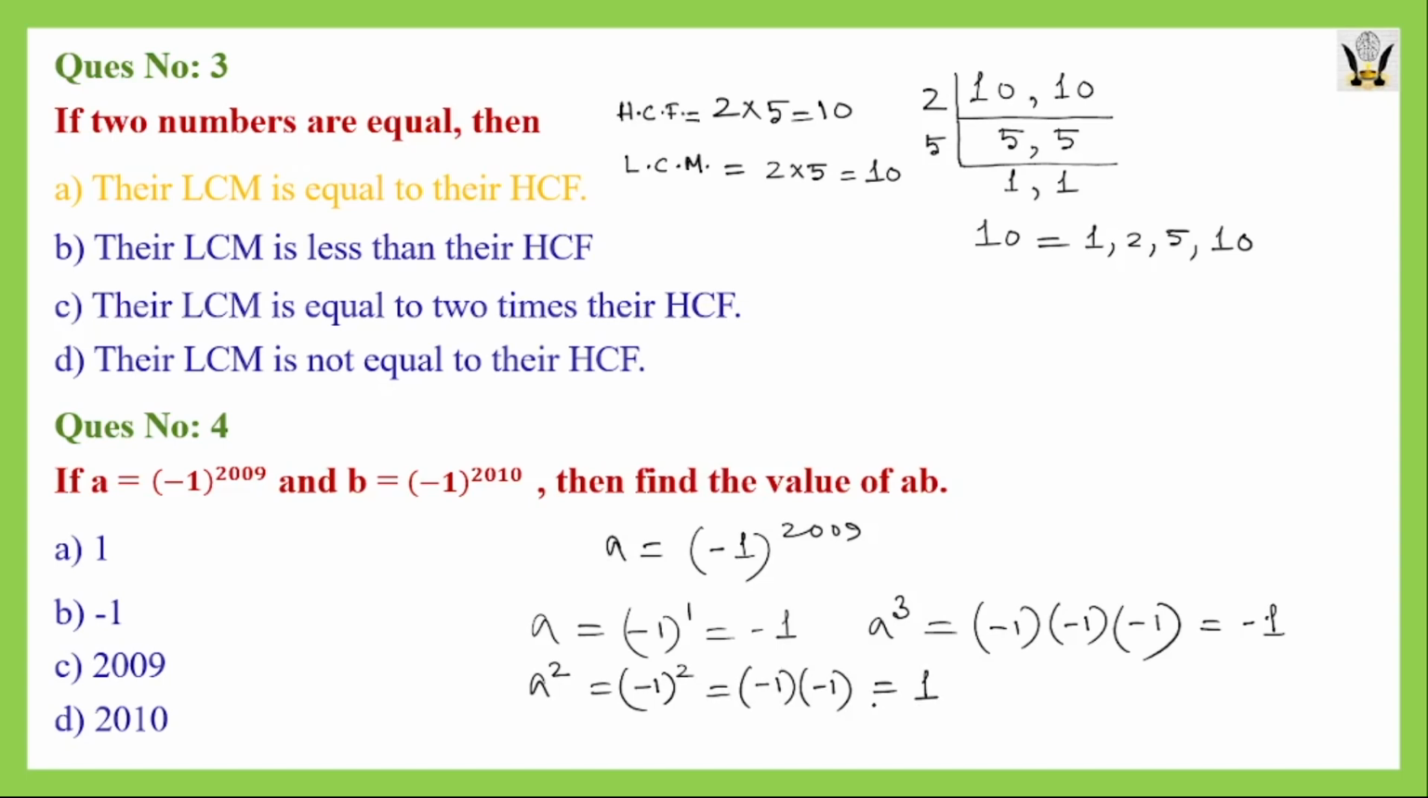So if the base is even minus 1, then the final result will always be plus 1. And when we multiply these two, that will definitely give us minus 1. So for the first case, a, the power is 2009, which is odd, so the final value of a will be minus 1, and b is minus 1 to the power 2010, which is even. So the final value of b will be plus 1, and when we multiply them, the final result will be minus 1. So for us the correct option is minus 1.